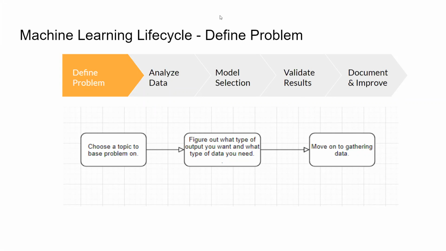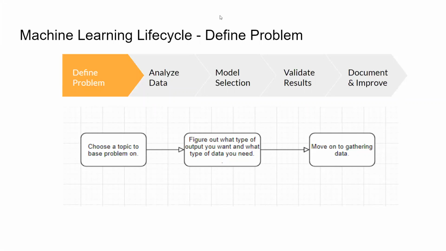So to define a machine learning problem, you need to first do 2 things. You need to figure out the topic that you want your base problem to be on. And so using kind of this topic, you want to figure out what type of output you want and what type of data you're going to use.